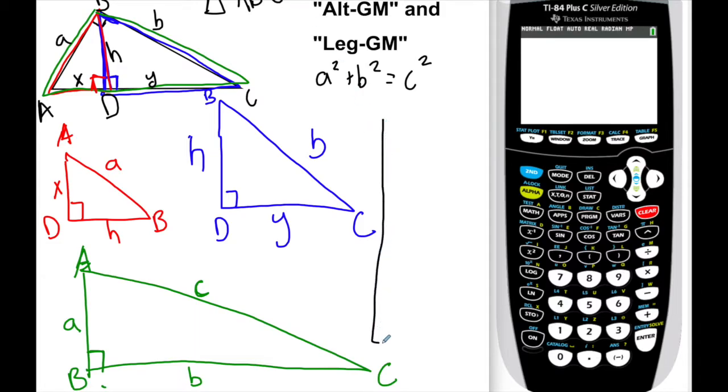So let's see what we notice here. Let's say that I want to know what H is in this particular situation, okay? So if we look here, the blue and the red are similar to one another, okay? And since they're similar, we know that the sides are proportional.